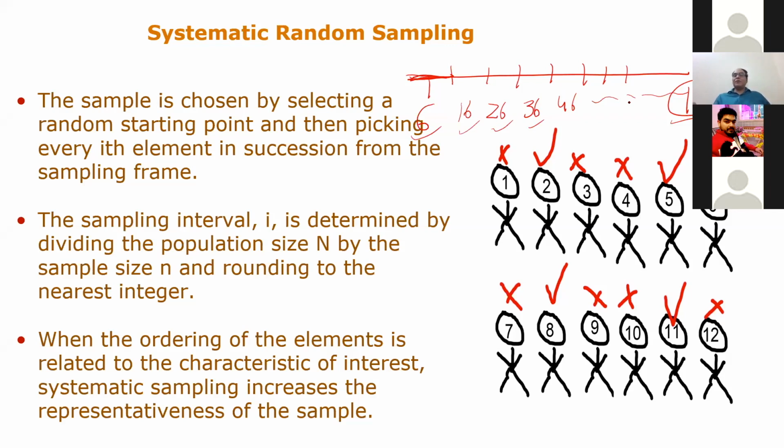Right. So you can see that after 2, you will go to 5, leaving 2 numbers. After 5, you will leave 6 and 7, select 8, then leave 9 and 10, and select 11. So this is simply known as systematic random sampling.